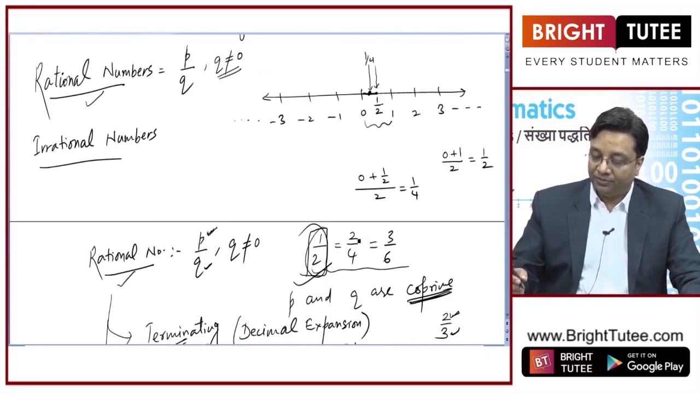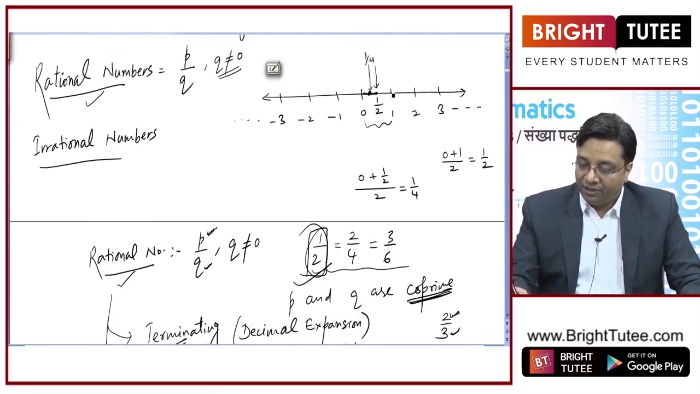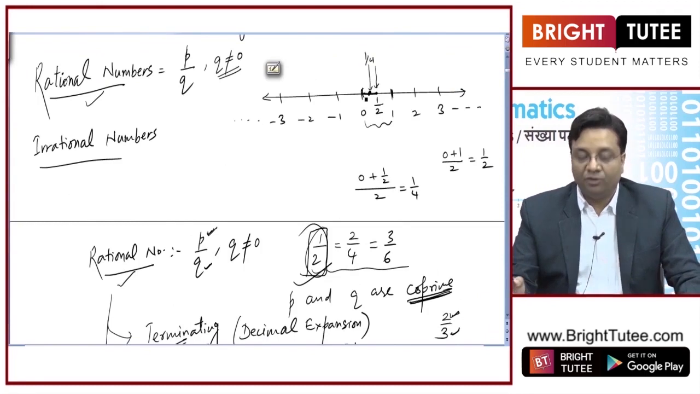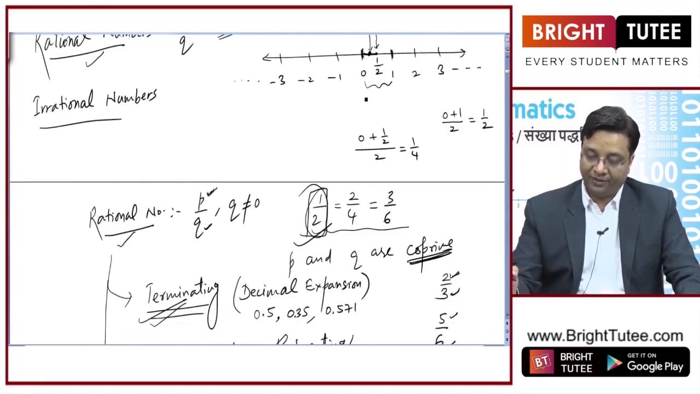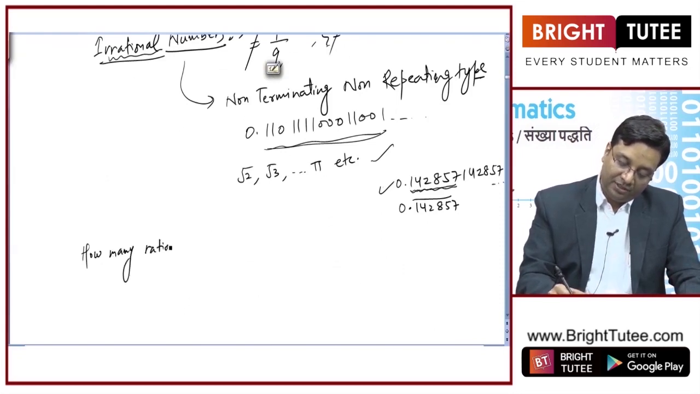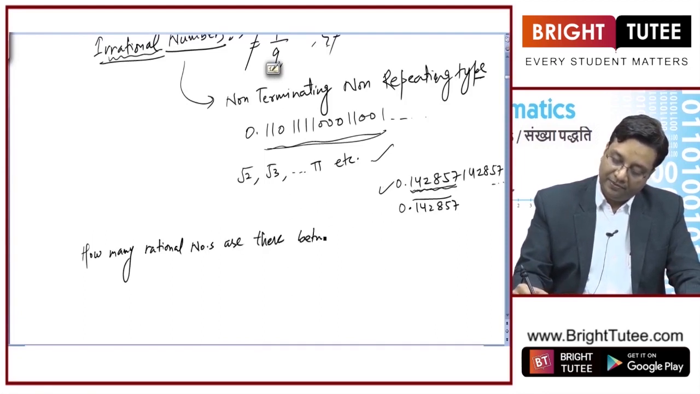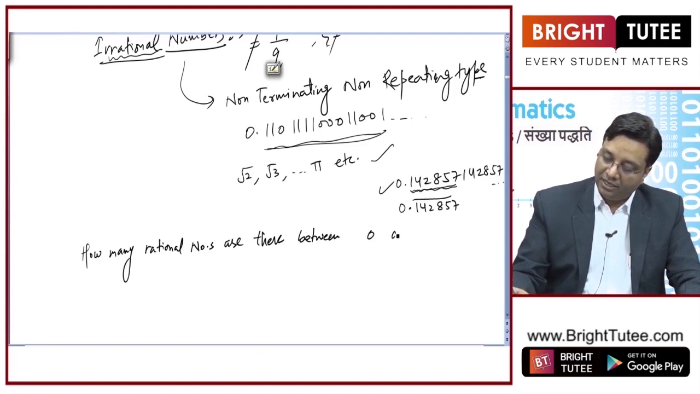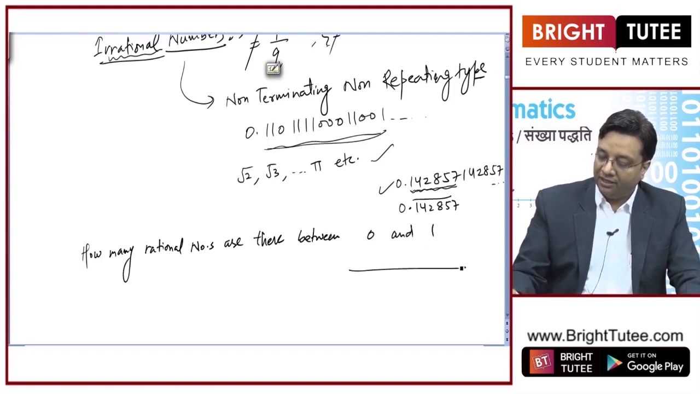Now if I ask you, between 0 and 1, how many rational numbers are there? Now look at the number line once again.